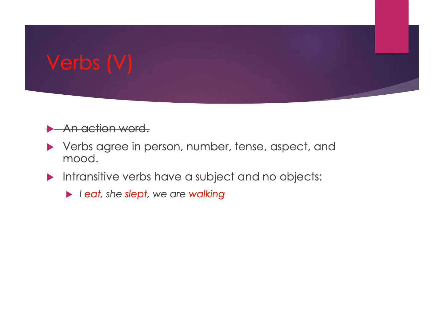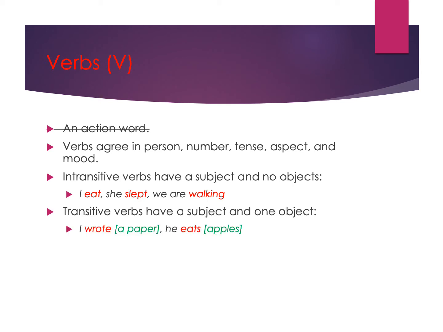These are intransitive verbs. Sometimes a verb has to be intransitive. It cannot take an object. So if I say she slept, I can't put an object. You can't sleep something. You just sleep. But a transitive verb will have a subject and an object. So I wrote a paper, or he eats apples.